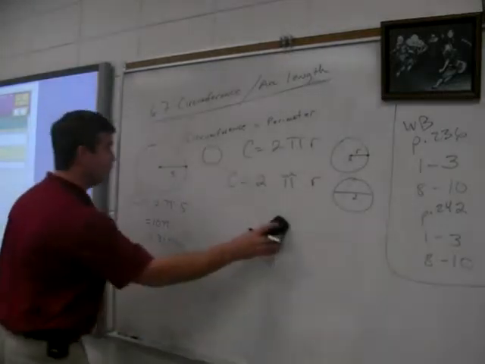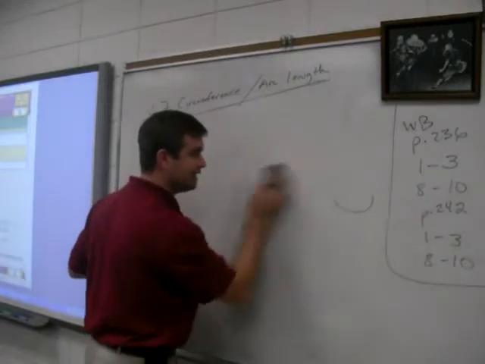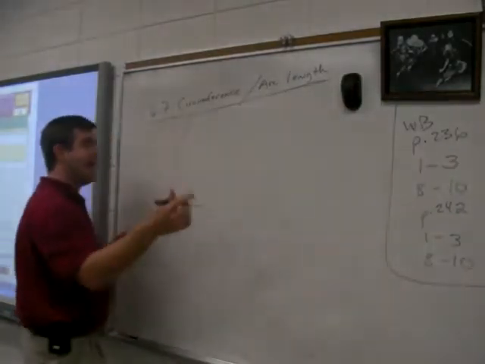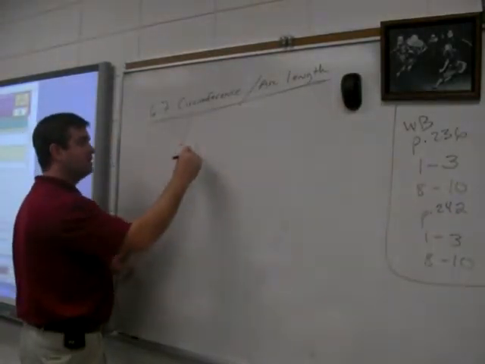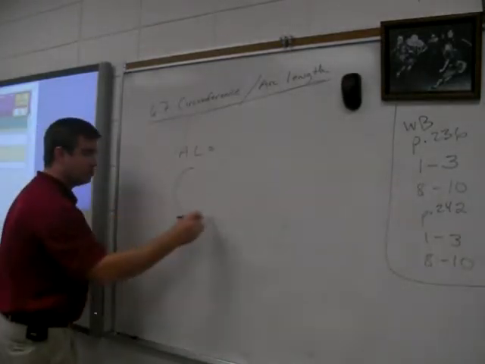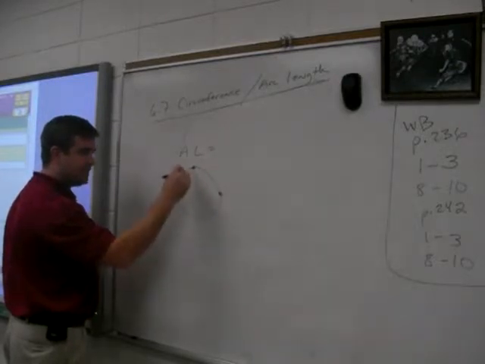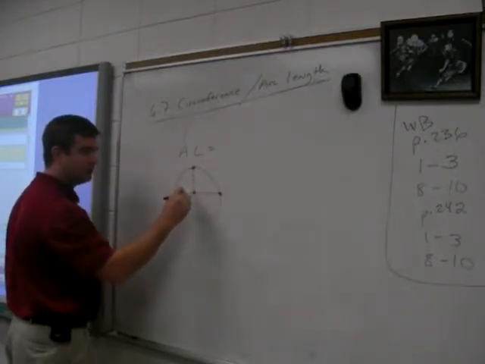All right, let's talk about what's new for today. There are going to be circumference problems on the test and in your homework, because it just adds to it. But now, let's talk about arc length. Arc length is a certain circumference. It is a distance from here to here, a part of the circumference.